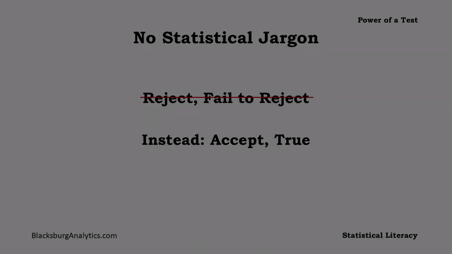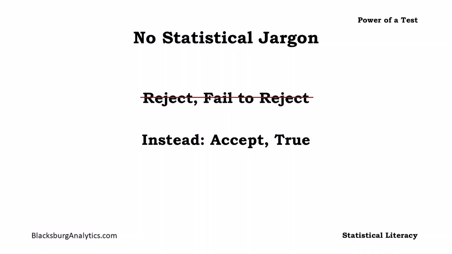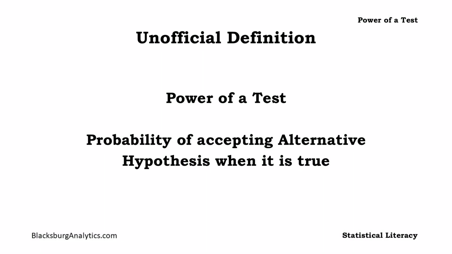For this presentation, I'm going to drop all pretense of correct statistical terminology of reject and fail to reject the null hypothesis. These terms make explanations of things like test power confusing. Instead, I'm only going to use accept and true. Don't do this in public. It isn't officially correct.